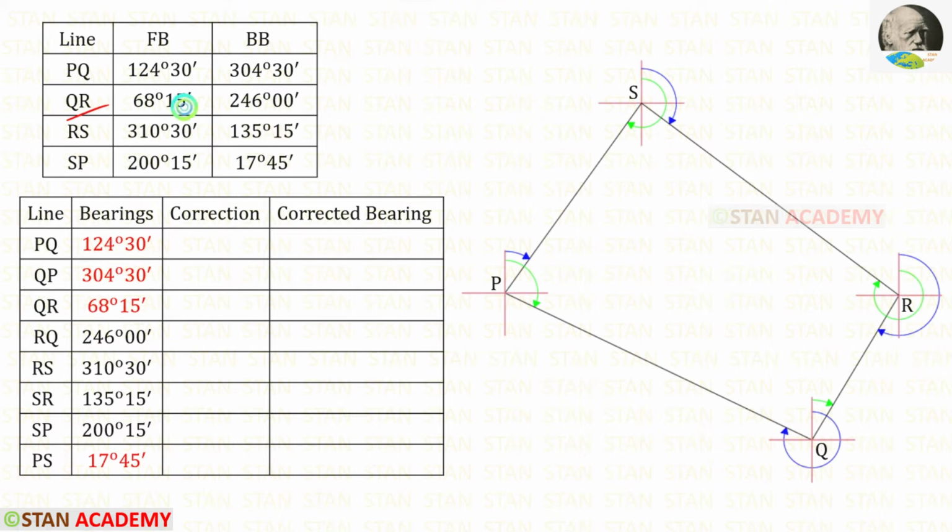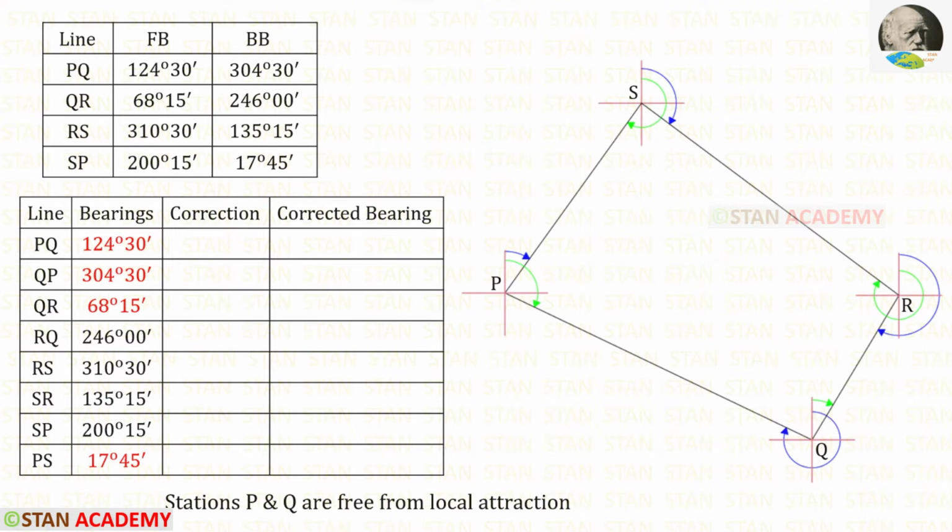QR is 68 degree 15 minutes. And RQ is 246 degree. RS is 310 degree 30 minutes. And SR is 135 degree 15 minutes. SP is 200 degree 15 minutes and PS is 17 degree 45 minutes.